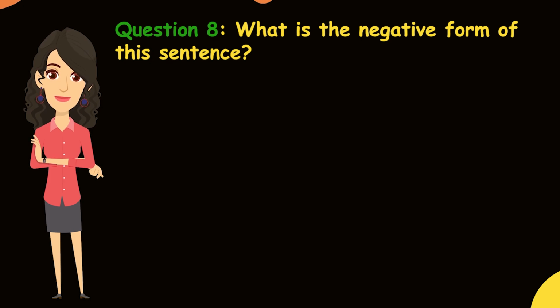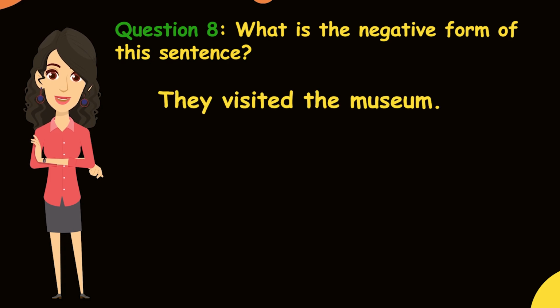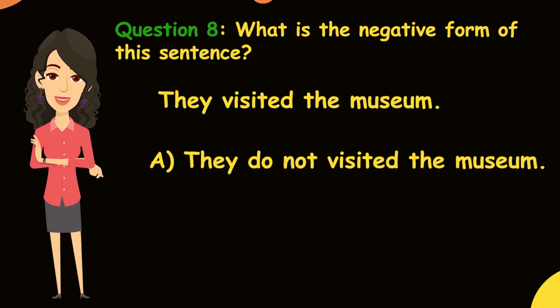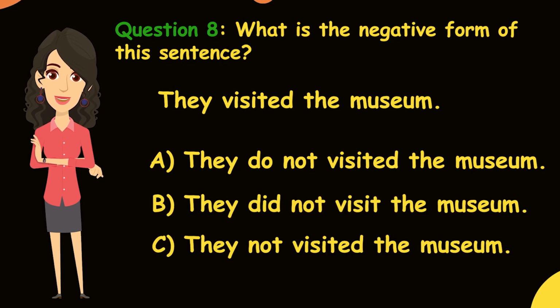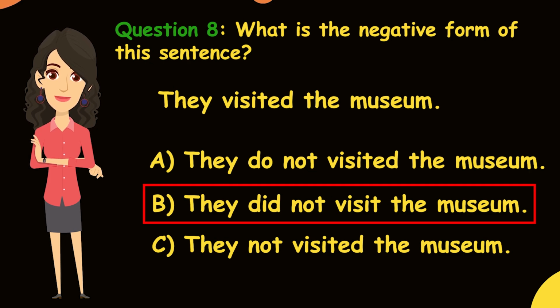Question 8. What is the negative form of this sentence? They visited the museum. They do not visited the museum. They did not visit the museum. They not visited the museum. The correct answer is B. They did not visit the museum.